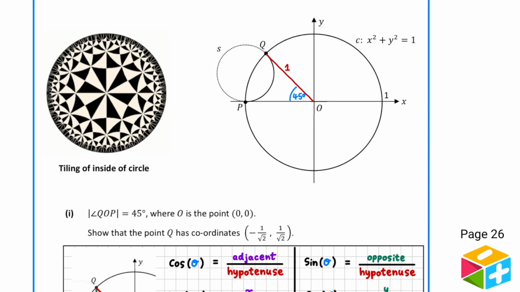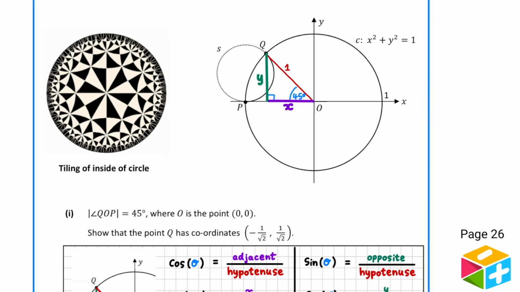Well, the coordinates of a point correspond to the movements needed in the x and y axis to get from the origin to that point. We can visualise these movements if we drop a vertical line directly down from Q so that it meets the x-axis at a right angle. The horizontal x movement corresponds to this side length, and the vertical y movement corresponds to this side length.